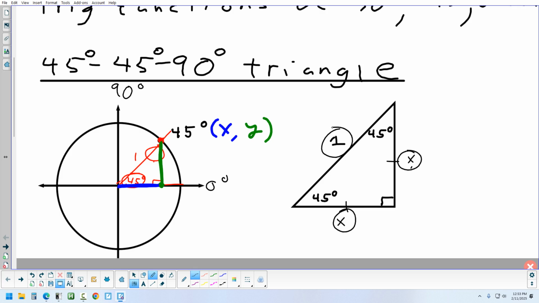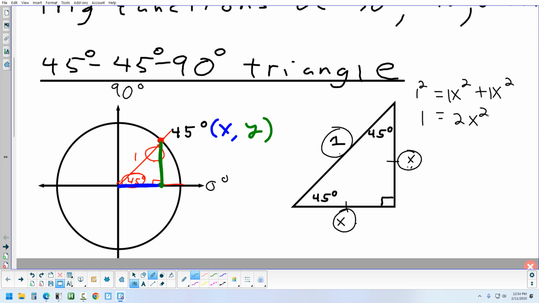How would I set up Pythagorean theorem with those three things? 1 squared equals X squared plus X squared. Yep. We can do out 1 squared. 1 times 1 gives us 1. Can you combine them because they're like terms? Yep. So we have a 1x squared and a 1x squared. When we combine them, how many x squareds do you have? 2x squared. Yep.